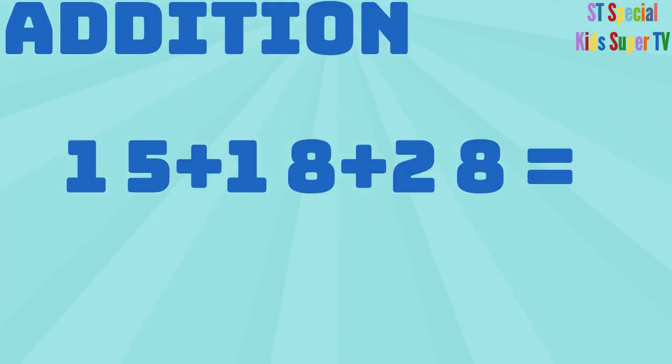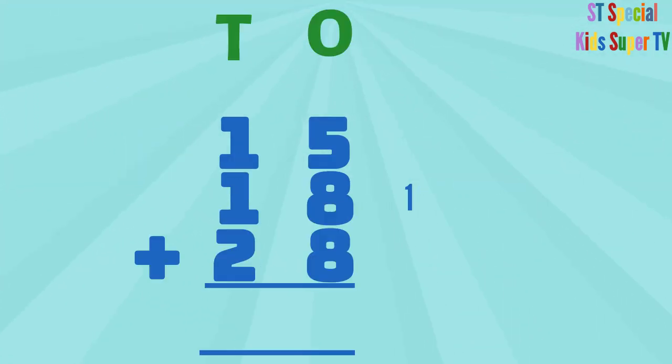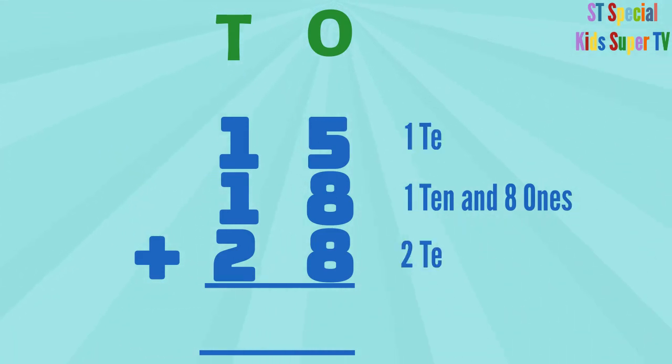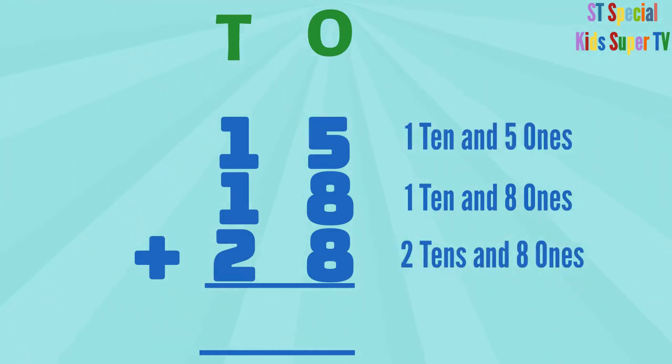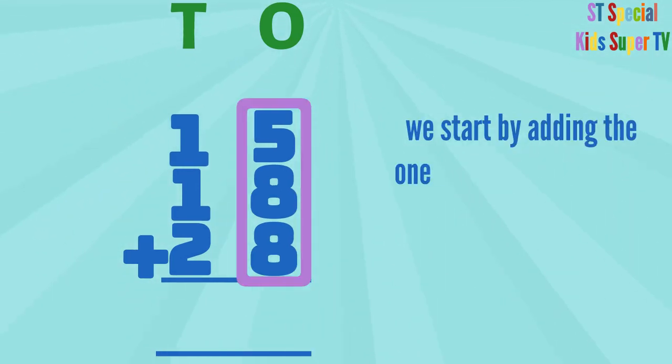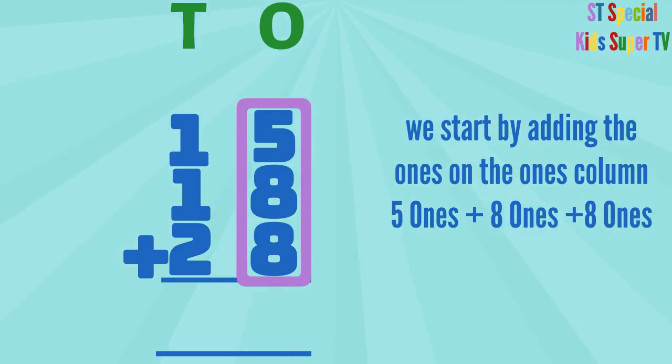Let's now calculate 15 plus 18 plus 28. 15 has 1 ten and 5 ones, while 18 has 1 ten and 8 ones, while 28 has 2 tens and 8 ones. We start by adding the ones in the ones column. 5 ones plus 8 ones plus 8 ones.